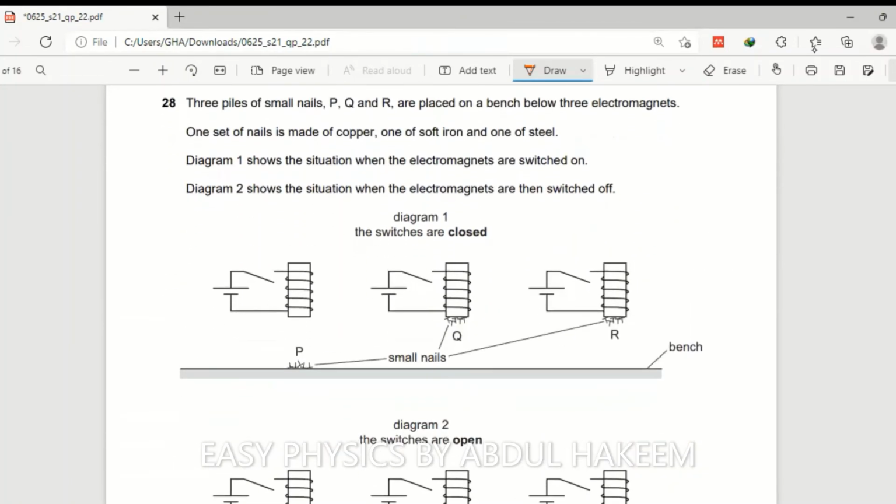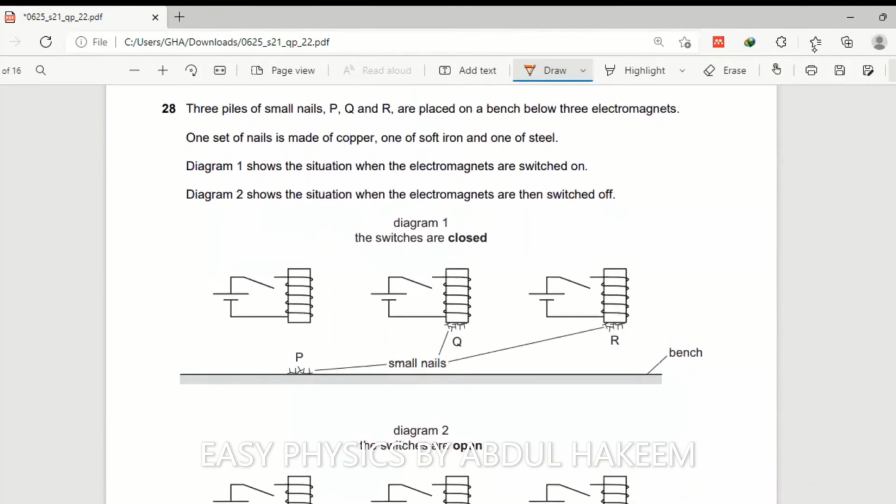And the next question, number 28, is: 3 piles of small nails P, Q, and R are placed on the bench below 3 electromagnets. One set of the nails is made of copper, soft iron, and the other is steel. Diagram 1 is given. So P is not attracted. It means it's not a magnetic material.